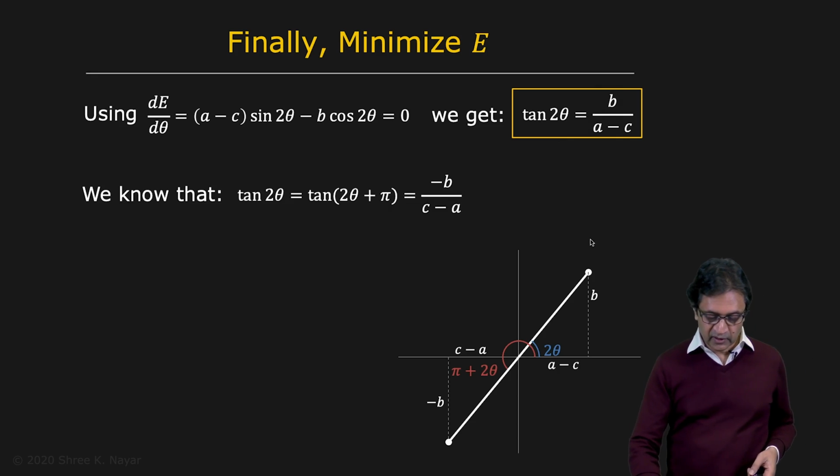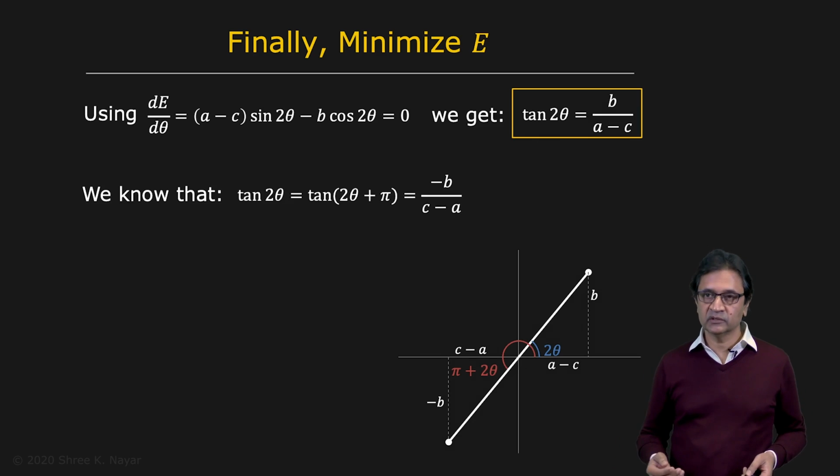What does that mean geometrically? Take a look at this triangle right here. Here you have a minus c as the base and b as the height. And so you have tan 2 theta is equal to b divided by a minus c. That's fine. But now if you take 2 theta plus pi, this right here, and you form this triangle, which is like a reflection of this triangle right here, you see that now if you use c minus a and minus b, you still get tan 2 theta. So tan 2 theta is equal to tan 2 theta plus pi, and so there are two solutions for theta.